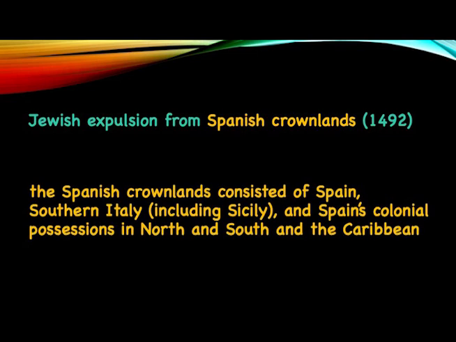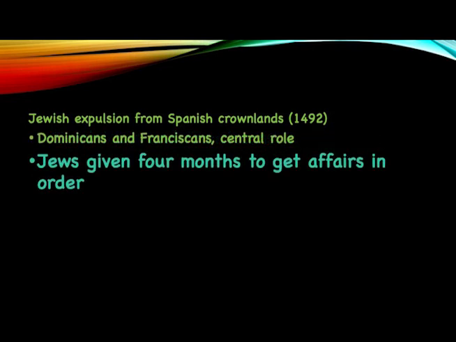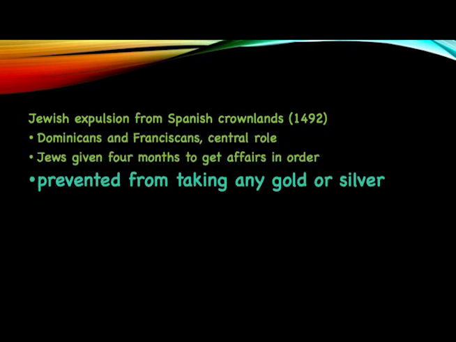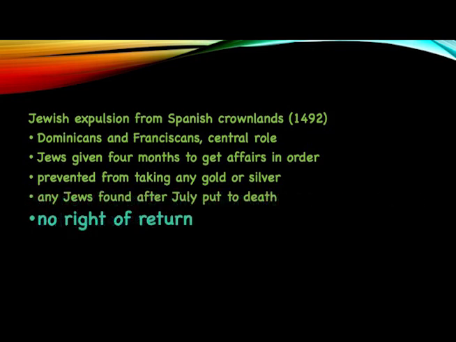The Spanish Crown lands consisted of the newly created country of Spain, southern Italy, including the island of Sicily, and New Spain. The Dominicans and Franciscans played a central role in convincing Ferdinand and Isabella that the expulsion of the Jews was the will of their God. Under the order of expulsion, Jews were given 4 months' time to get their affairs in order and to depart. They were prevented from taking any gold or silver with them. Any Jews found in the kingdom after July 1492 would be put to death. And the order of expulsion made it illegal for Spanish Jews or their descendants to return to the Spanish Crown lands.